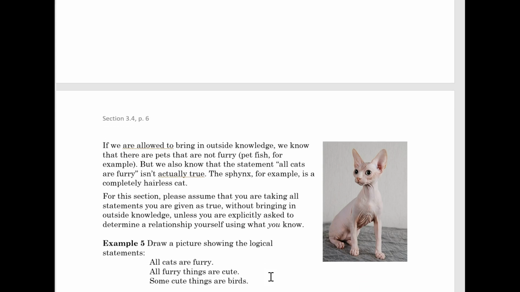All cats are furry. All furry things are cute. Some cute things are birds. So you're going to have, let's see, a circle for cats, a circle for furry things, a circle for cute things, and a circle for birds. So you have 4 circles to try. Pause the video a sec and give it a try.